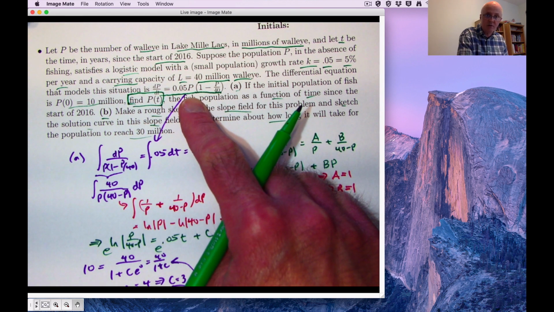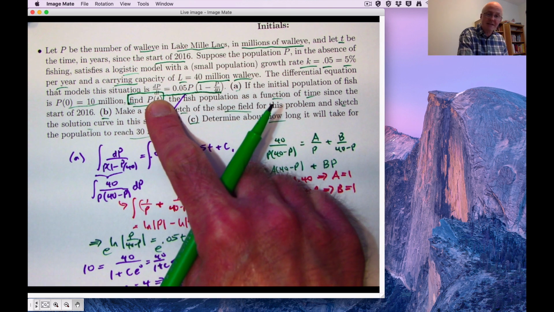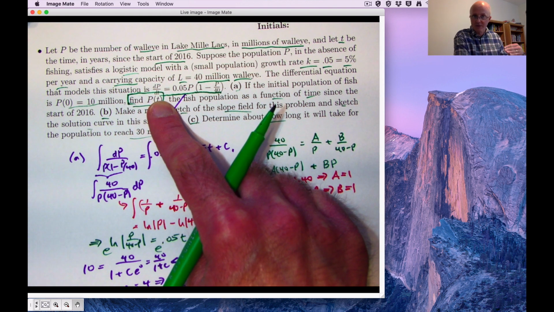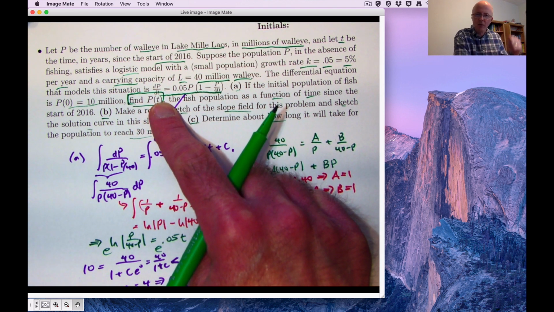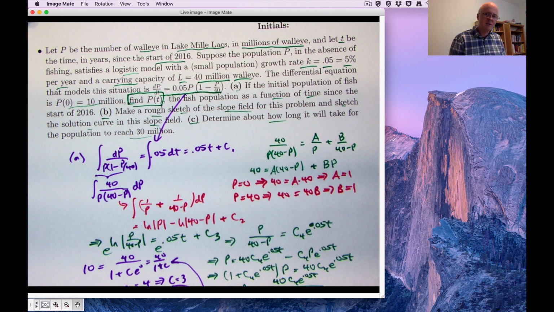It's 0 when p is 0. It's also 0 when p is 40. So solutions have a 0 derivative for all t, in fact, when p equals 0 or p is 40. Those are called equilibrium solutions. And the slope field will have horizontal slope marks with slope 0.